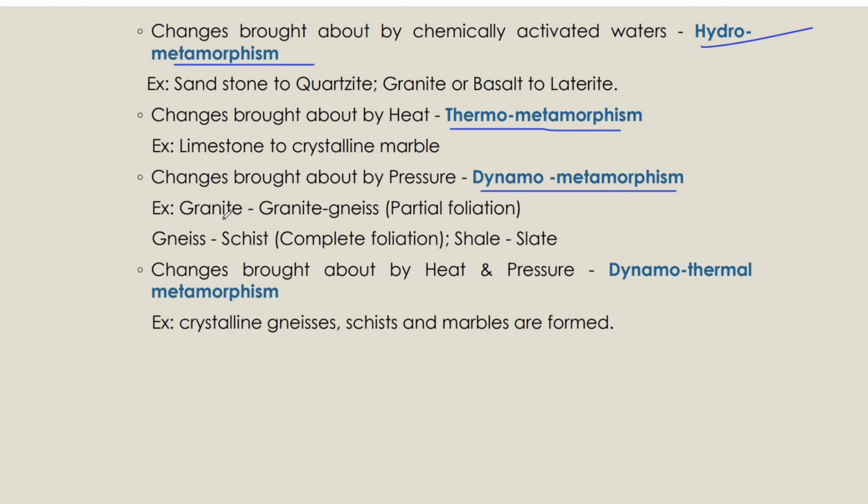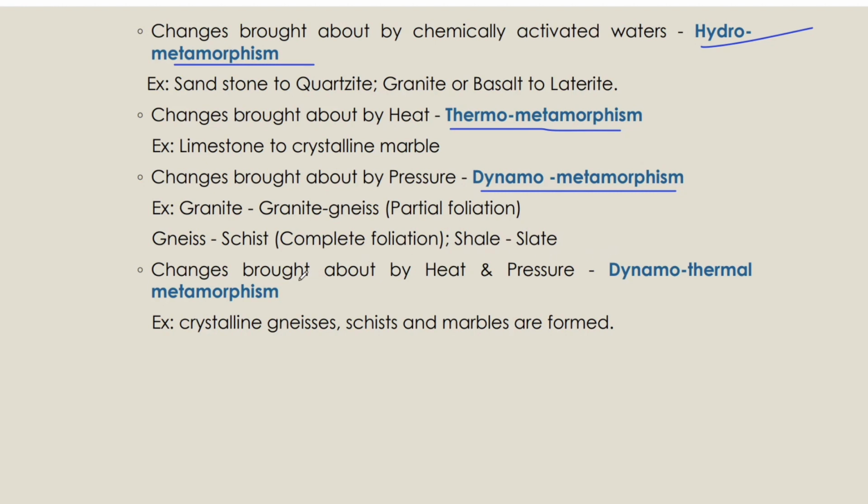That is not pronounced with a G, it is gneiss. The G is silent here. It is partial foliation, the process by which granite changes into it. Also, gneiss can be changed into schist. That is complete foliation. And shale to slate.